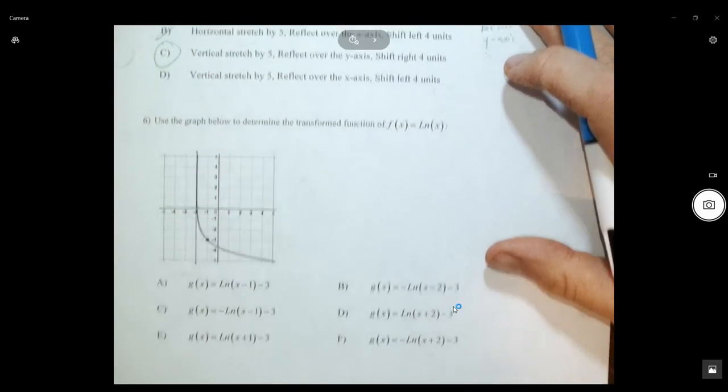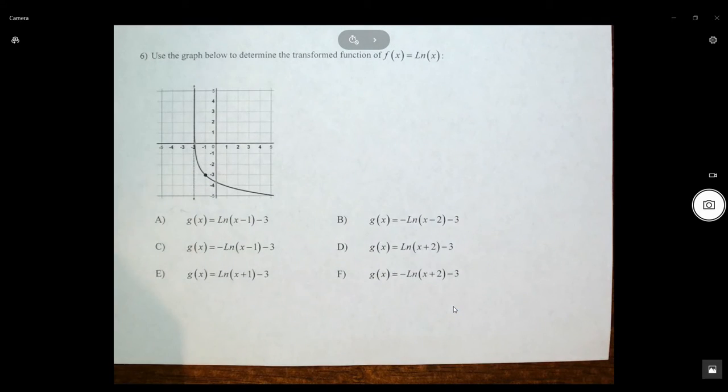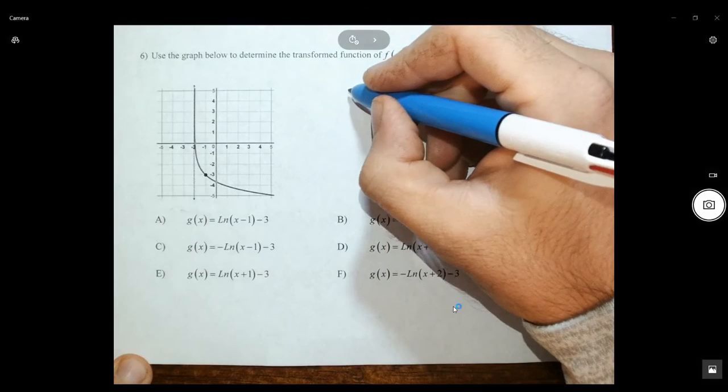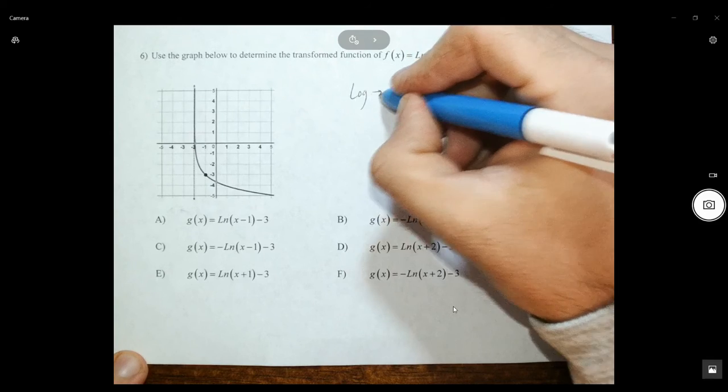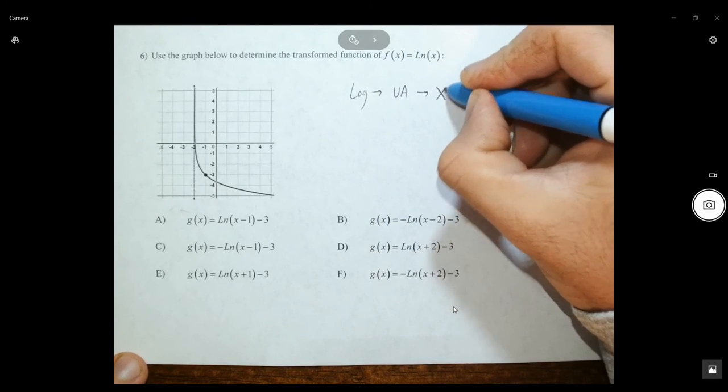Okay, last one, number 6. Use the graph below to determine the transformed function here. All right, first thing is this asymptote. So anytime you get a question like this, identify your asymptote first. Okay, so this is a log. So we'll write this out again, which means I'm going to have a vertical asymptote. That's how I know. And it's going to come from my x's. That's the key thing for this one.